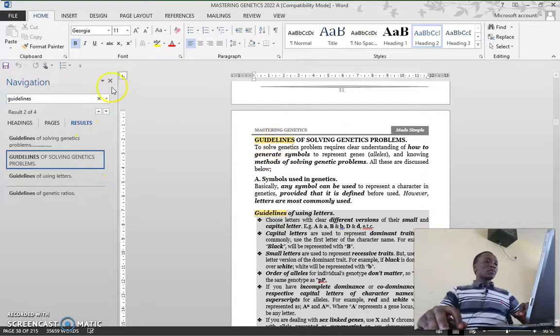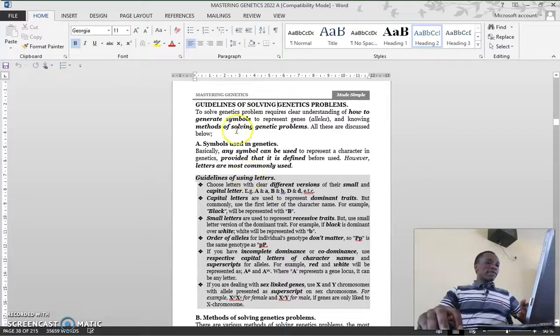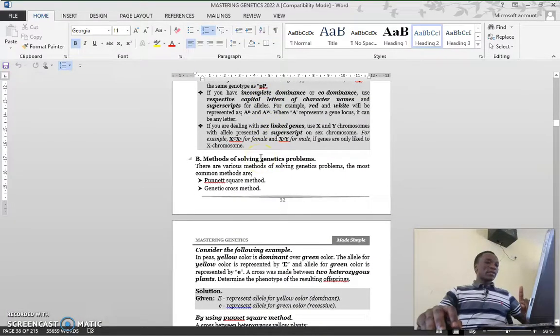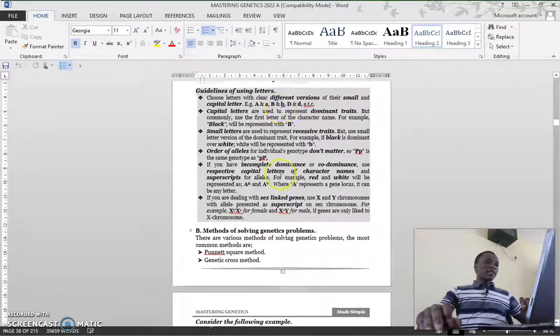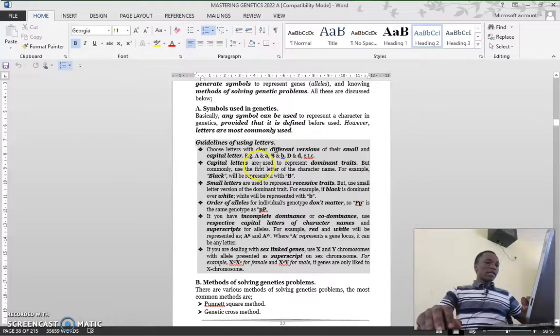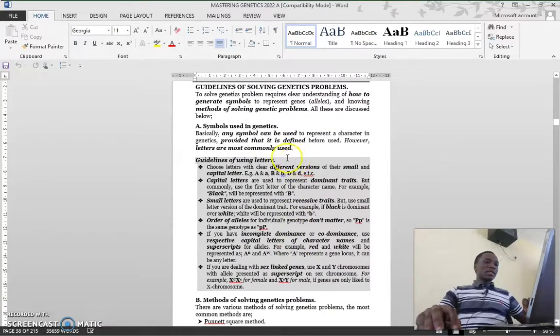So you have what we call the guidelines, and those guidelines are going to start with the first thing, which is how you are going to generate the symbols. That will be the first part, and the second part is the method of solving the problems. Generating symbols will be specific to problems that are not provided with symbols, because we have problems that have symbols, and other problems that lack symbols. For those that lack symbols, you will have to generate your own symbols.